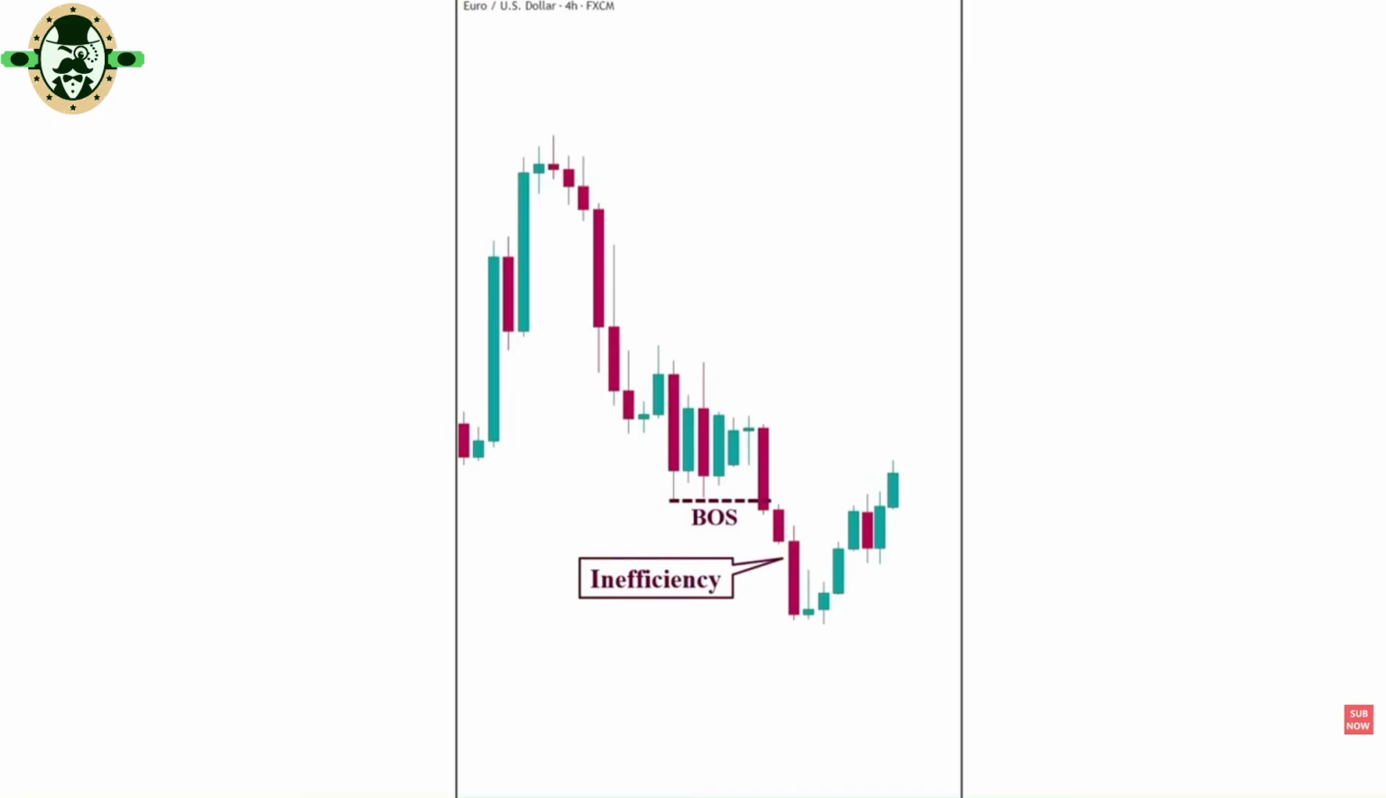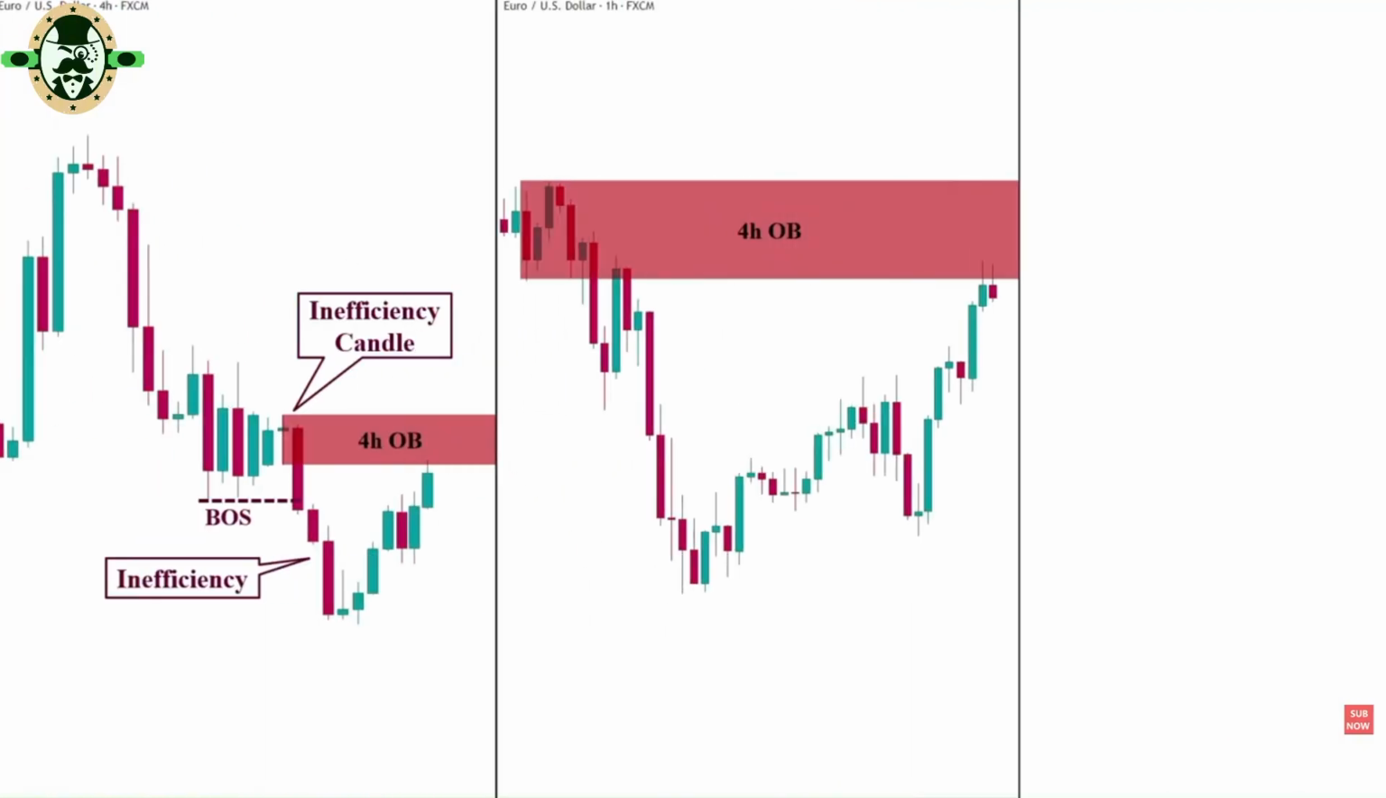Zooming into the 1 hour, we see a temporary uptrend, but equal highs are forming, which is a liquidity zone. Sellers need buyers, and liquidity is there. Zooming into 15 minutes, price reacts to the 4-hour order block and forms a supply and demand flip.